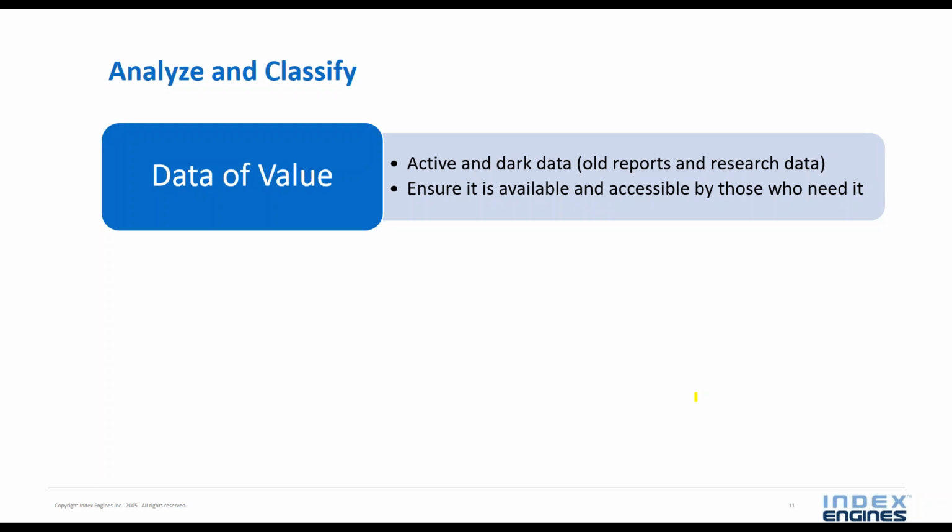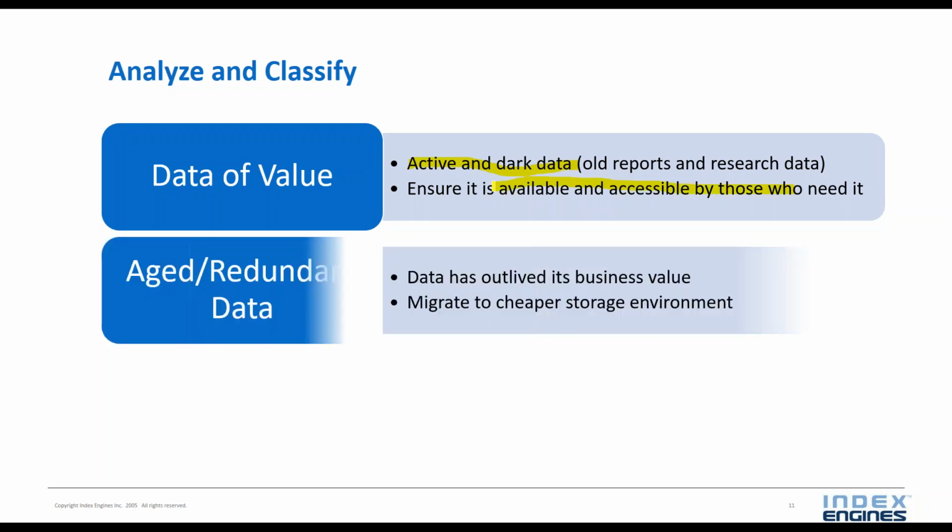So in terms of analyzing and classifying, typically looking for data of value, active data and dark data. Active data being stuff that users are using, dark data, stuff that has value that no one knows exists. Maybe old research data. We have clients that are looking at old engineering documents, other clients that are looking at old statistical or research data that exists out there, finding that content and leveraging it, and making sure it's available to those that need it.